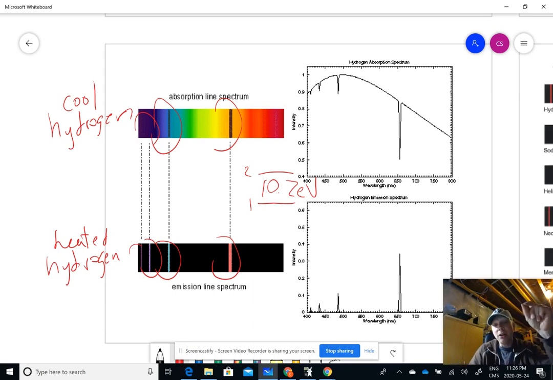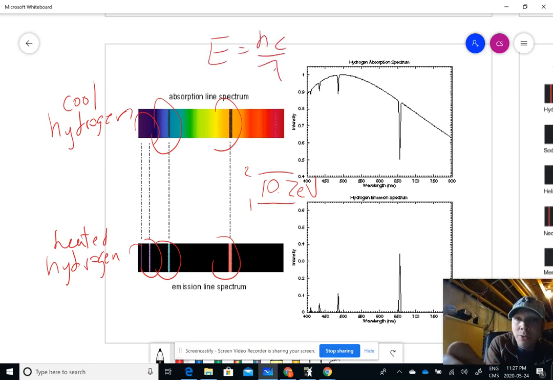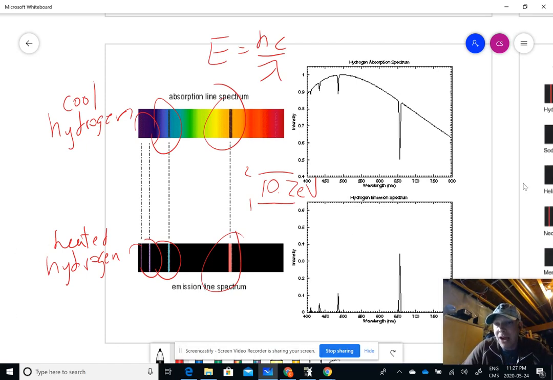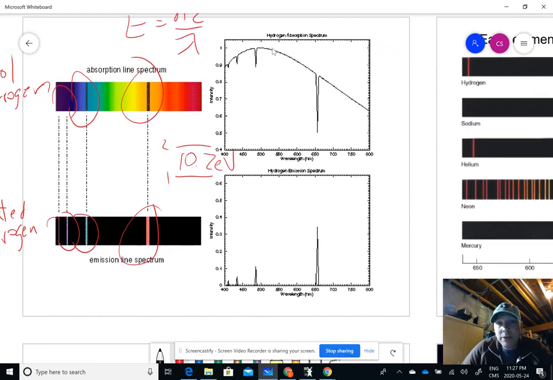But when that electron in a heated hydrogen gas moves up to a higher energy state and now drops back down and gives off 10.2 electron volts, we're going to get that bright line. It lines up exactly in the spectrum because that energy, 10.2 electron volts, if we use this formula here, we can find out exactly what wavelength that is, and that's the same wavelength here as it is down here in the spectrum. It's just that in this one, it's removing that energy from the spectrum, and here it's emitting that energy.